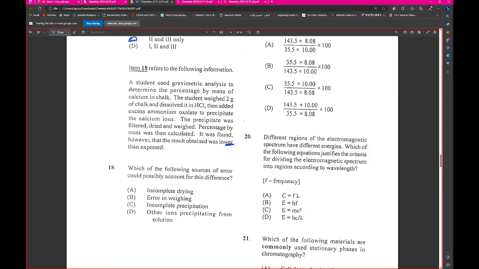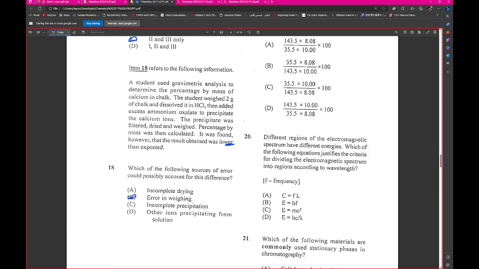Although incomplete precipitation can be an answer, multiple choice questions look for the best answer. I'm not saying that incomplete precipitation is impossible. It could be it. But is it the best answer? Based on the fact that we have excess, we'll go with B.